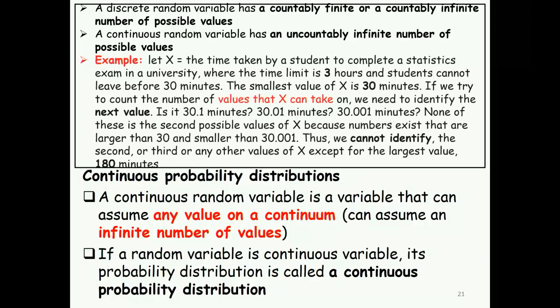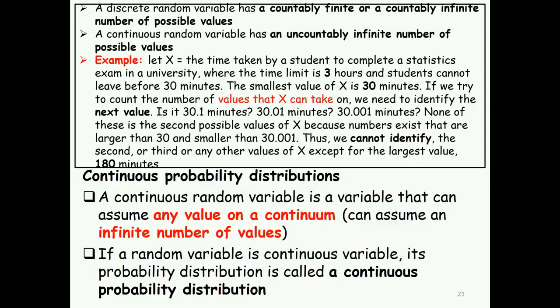Let's go to this example. Let x be the time taken by a student to complete a statistics exam in a university. It is a 3 hour exam, and you cannot leave in the first 30 minutes. So if you want to leave, you have to leave when? Is it 30.1 that you would leave? Could it be 30.01? Could it be 30.001? Could it be 30.0000 something? Yes, there are so many possibilities, because time is continuous.